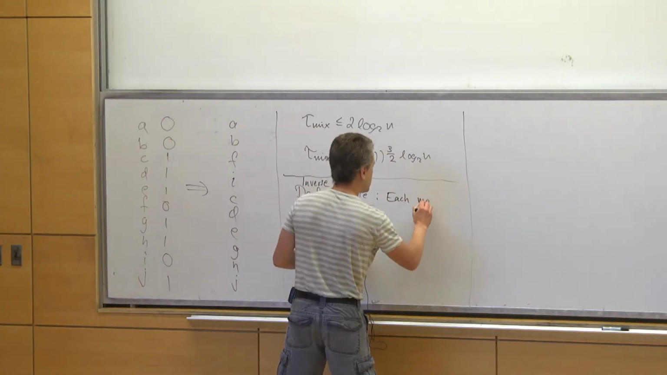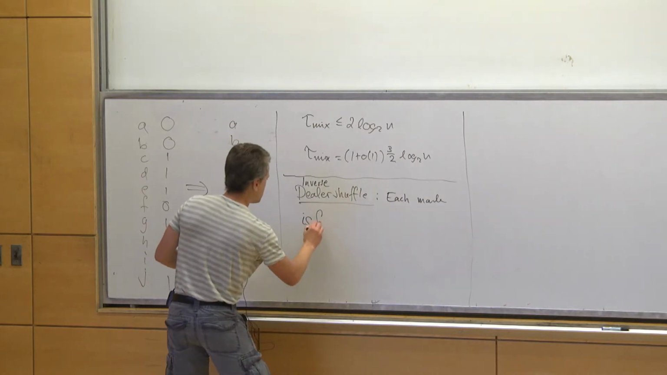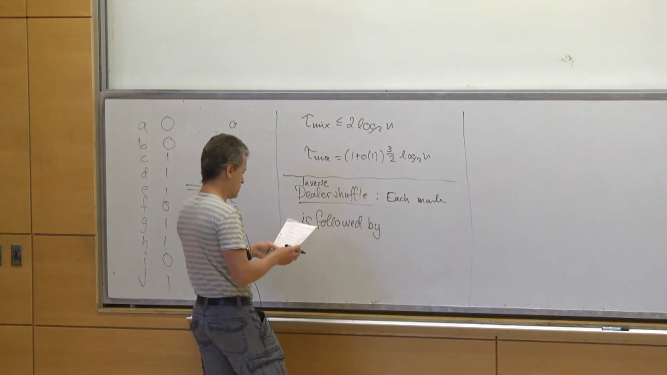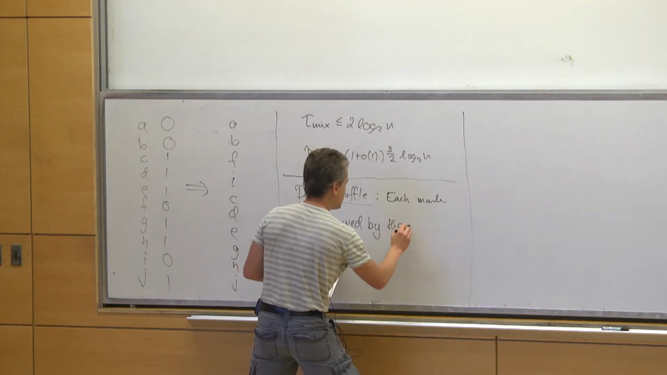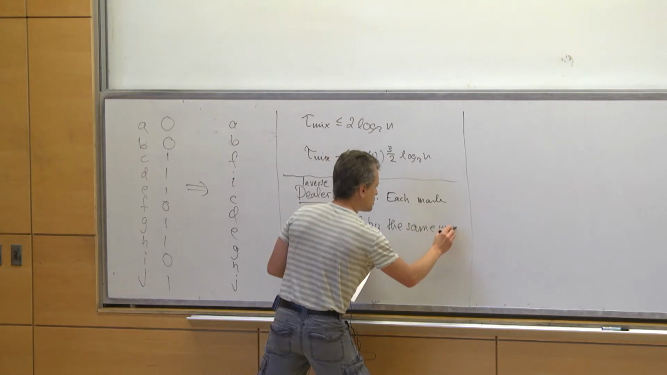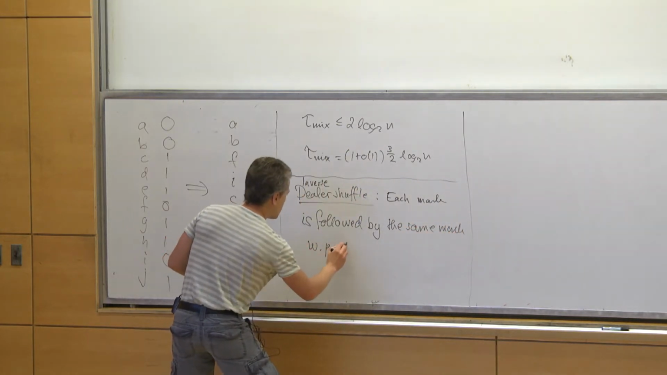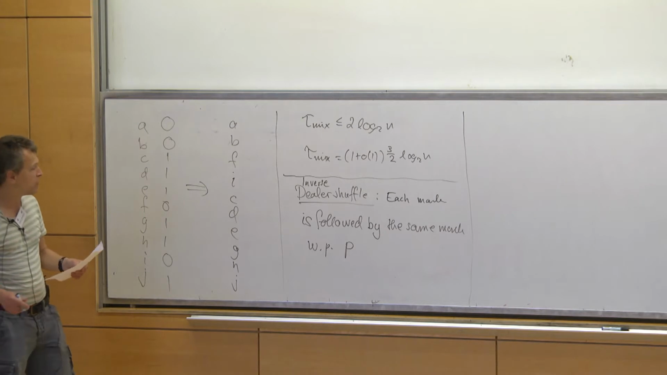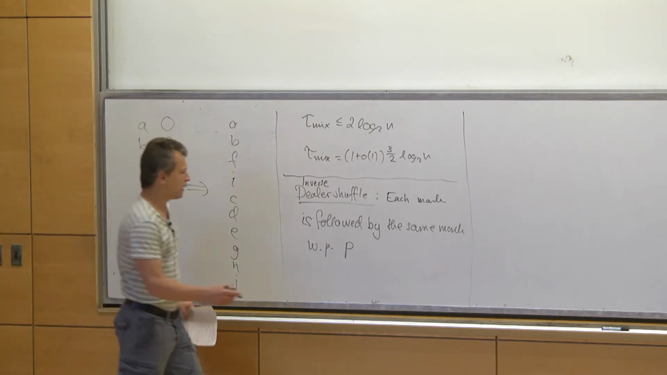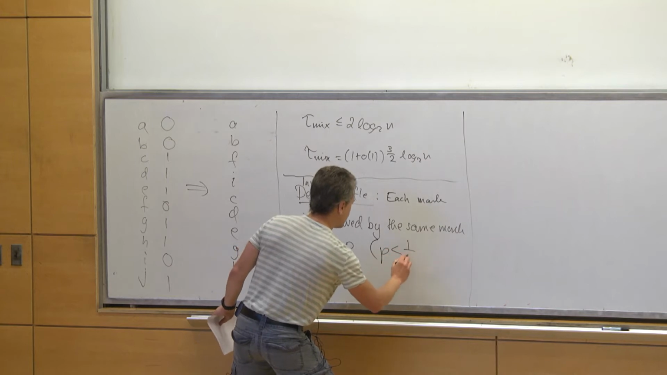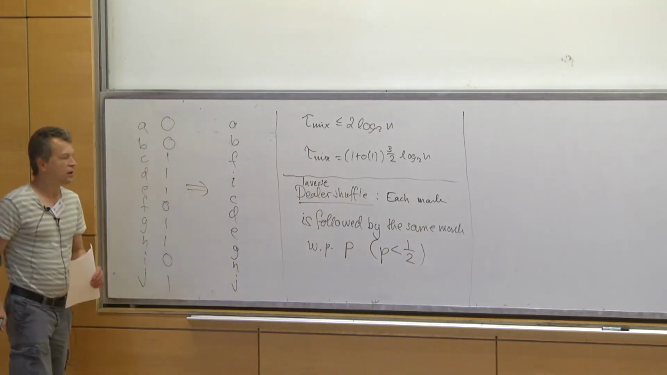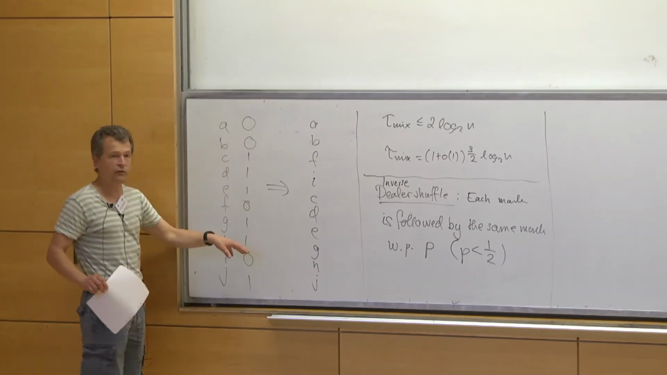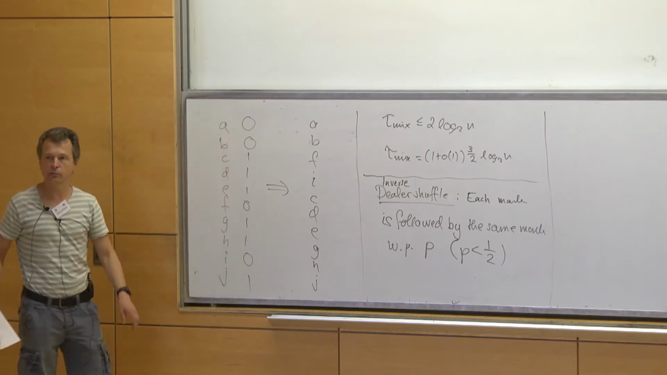So each mark is followed by the same mark with probability P, and the opposite mark with probability 1 minus P, of course. And here P should be less than a half if you want a dealer shuffle. Now, of course, this model, and then the rest goes as before. I mean, you pick out the zeros and put on top.